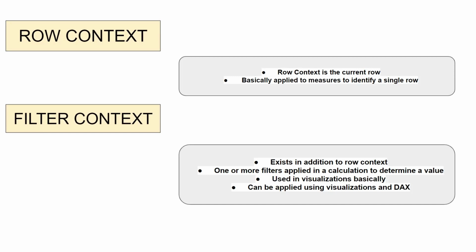Row context is like calculating the sum or average of a specific column. The filter context works along with the row context. Just like you are calculating the average sales or anything, but you do not include, let's say, a particular region or particular country. You are adding some filters over here. Okay, so now let's go to Power BI.